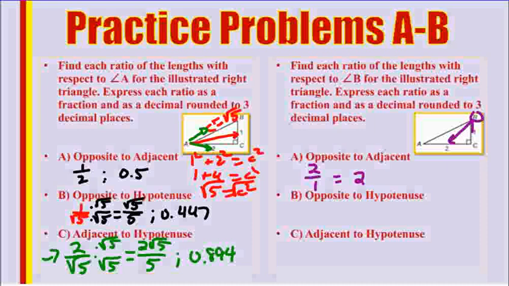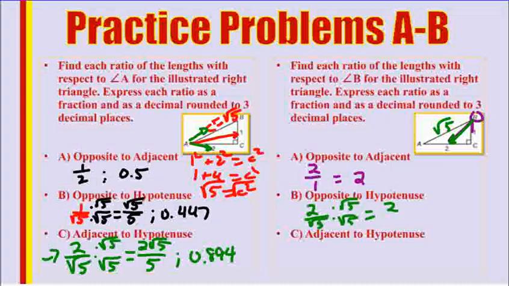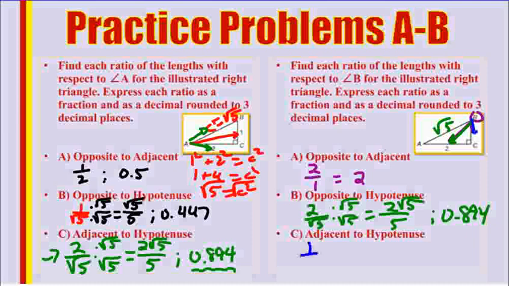Next, opposite over hypotenuse. This is the same as the one we had before, so this would be 2 over the square root of 5, just taking it from the previous example. Multiply this by square root of 5 over square root of 5. So 2 times the square root of 5 over 5. And our decimal is the same as what we had right here. So it's 0.894.